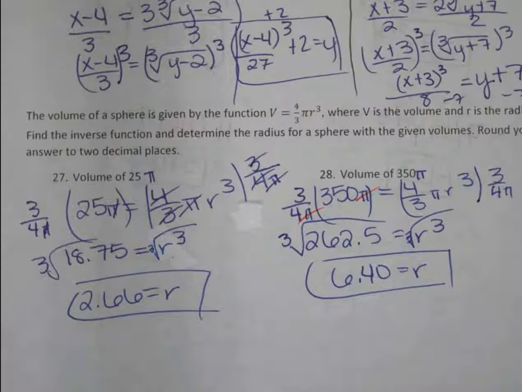F plus g and f minus g have the same exponent. F times g and f divided by g have different exponents. You add the exponents.